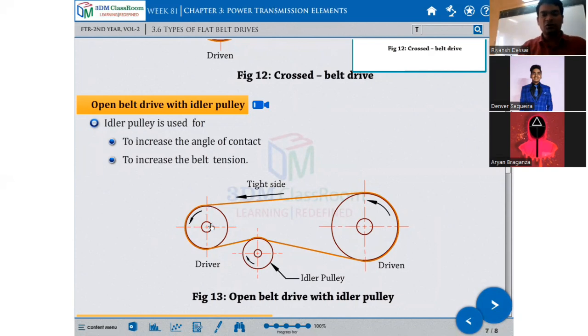To increase this contact area, because the belt may slip, and the distance is a little bit long. There are chances of the belt slipping. At that time engineers put one pulley over here, so the area of contact will increase and the belt tension will be more. So there will be no slip. So this is called an idler pulley, to increase the angle of contact and increase the belt tension.